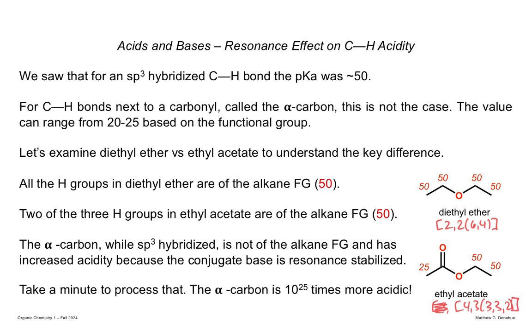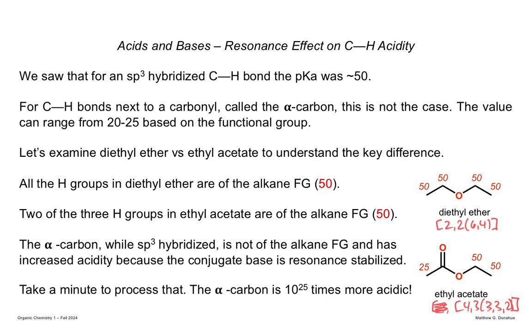So the diethyl ether has two unique carbons, two unique sets of hydrogens. So the methyl groups are the same and the CH2 groups are the same. And we would classify both of those sets as alkanes because they're sp3 hybridized carbons. The CH bonds would have a pKa of 50. And then in ethyl acetate, we have 4 unique carbons and then 3 unique sets of hydrogen in a ratio of 3 to 3 to 2.